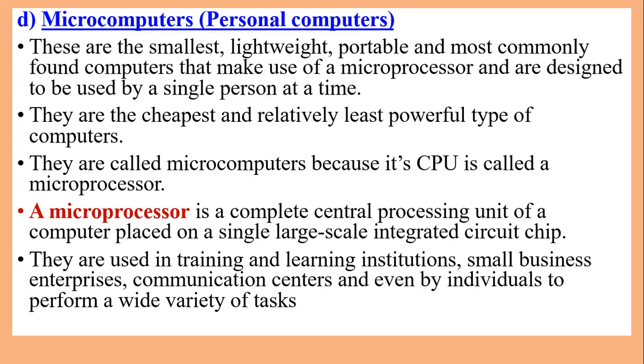The fourth type is microcomputers, also called personal computers. These are the smallest, lightweight, portable, and most commonly found computers that make use of a microprocessor and are designed to be used by a single person at a time. They are the cheapest and relatively least powerful type of computers. They are called microcomputers because their CPU is called a microprocessor. A microprocessor is a complete central processing unit of a computer placed on a single large-scale integrated circuit chip.